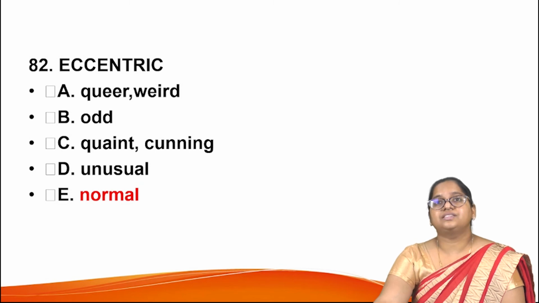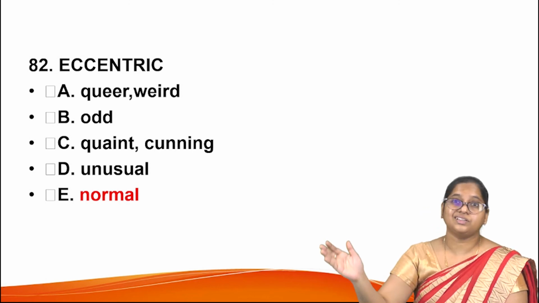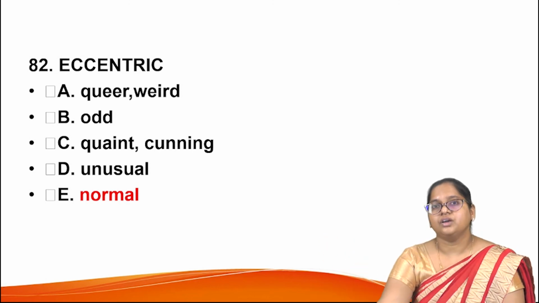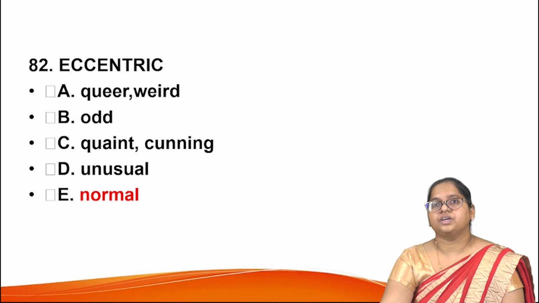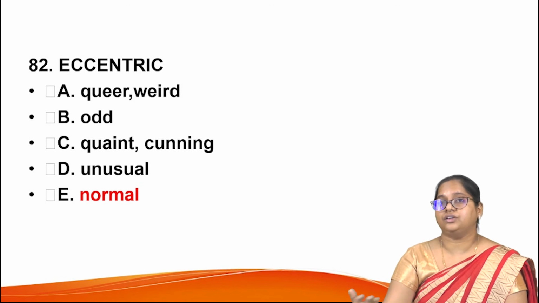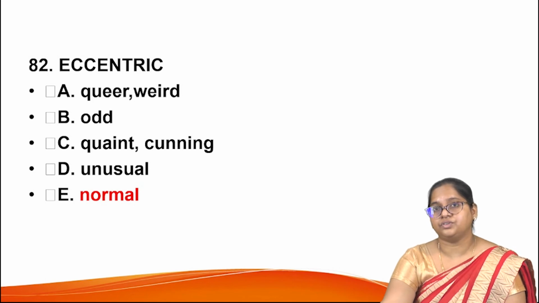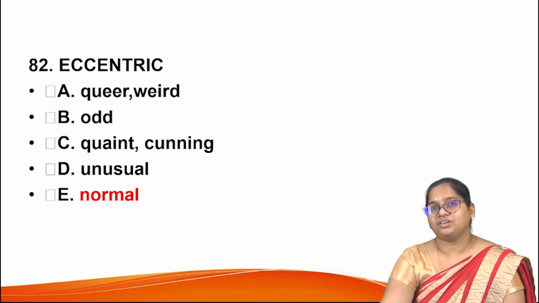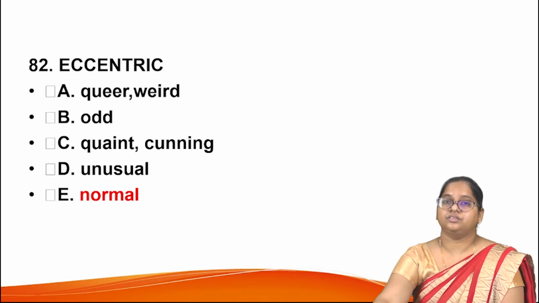Next question, 82. Eccentric. Eccentric means being a very strange, peculiar person. An eccentric person is very peculiar, very strange, very unusual. Now look at the options. Queer is related to eccentric, meaning very weird and strange. Odd, not positive. Quaint means being cunningly crafty. Unusual, yes, of course, the meaning of the question was unusual. Next, normal, being very normal. So obviously the opposite of eccentric will be normal.